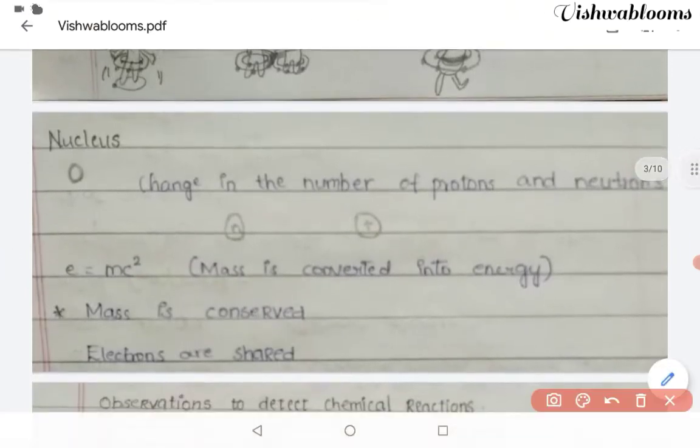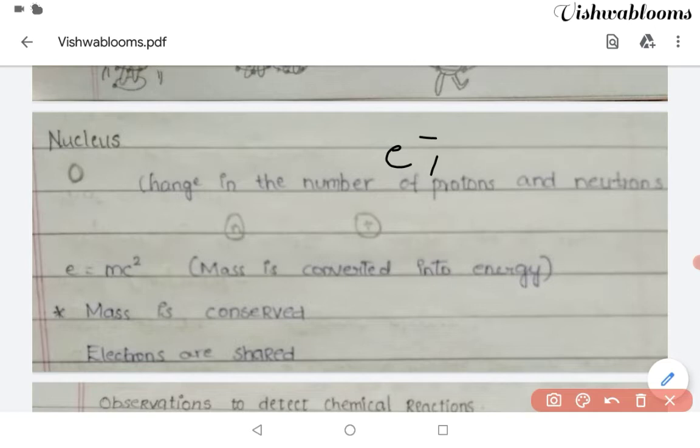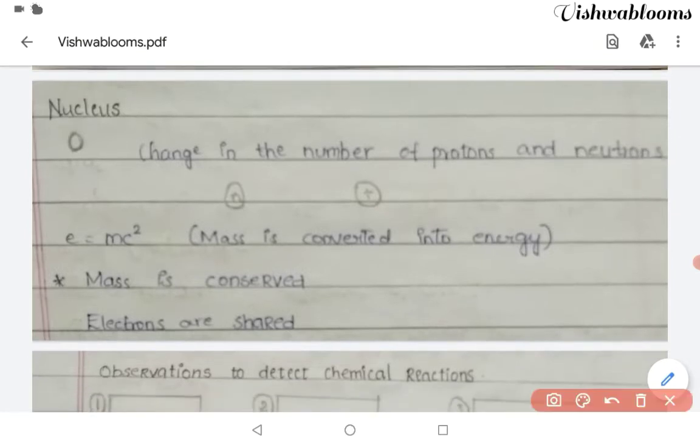Now next part, after learning the electron, we have to learn about the nucleus. Already I told you the proton and neutron are present in the nucleus. So nucleus is nothing but a change in the number of protons as well as neutrons. Okay, now that is about the nucleus.